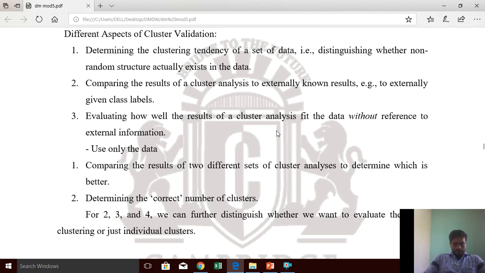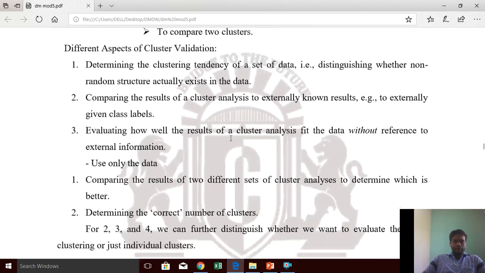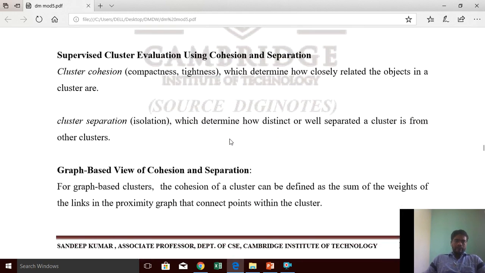Third, evaluating how well the results of a cluster analysis fit the data without reference to external information. Then, comparing the results of two different sets of cluster analyses to determine which is better. So I apply two different clustering algorithms to the same data, then analyze to determine which is better, and determine the correct number of clusters. For these reasons we need cluster evaluation. There are different methods for cluster evaluation: supervised cluster evaluation using cohesion and separation.